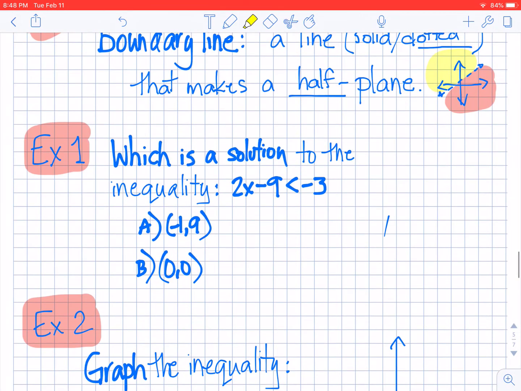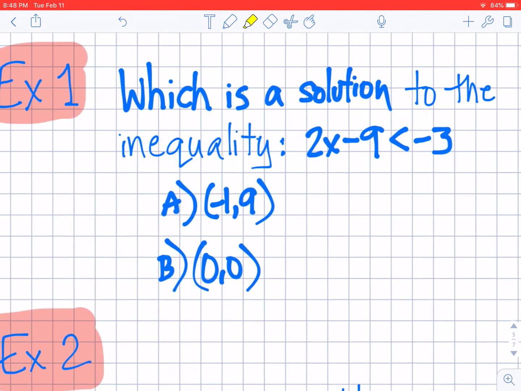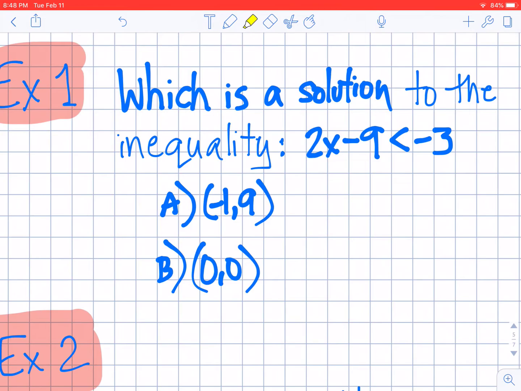All right, example number 1. Which is a solution to the inequality 2x minus 9 is less than negative 3? And they give us 2 points, negative 1, 9, and 0, 0. So, as you would expect, we're going to take these coordinates, negative 1, 9, remember that in the order they're giving, x comma y, and plug them in carefully into that equation. I forgot a y. Sorry. There should be a y variable right here.